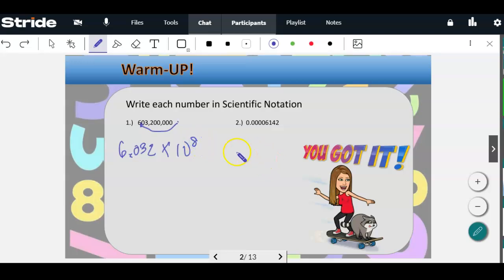Big number, positive exponent. All right, so this one, we're going to move that decimal over between the 6 and the 1. So 6.142. Looks like we've got 4 zeros, and then one more place is 5, and it is a small number, so negative exponent.